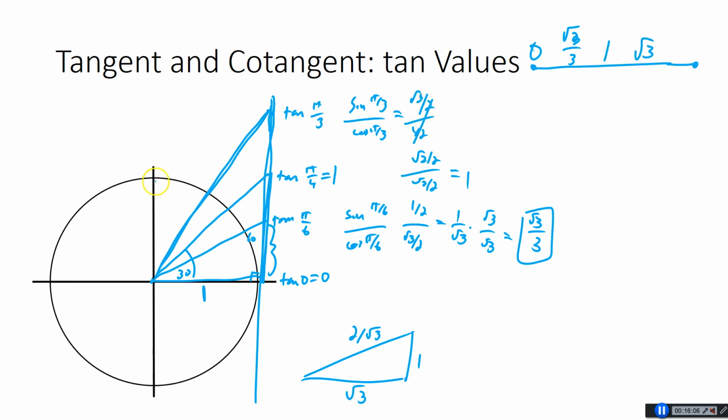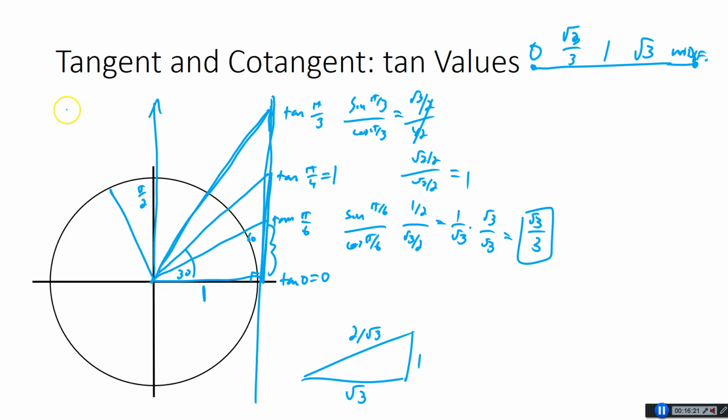Now how about the last one? At pi over 2, what's going to happen with these lines? When is this line going to intersect this one? Never. That's why tangent of pi over 2 is undefined. Okay? And then we can use these values just to come back down the other side.